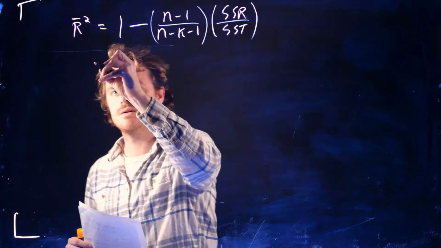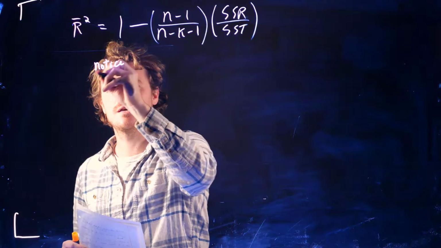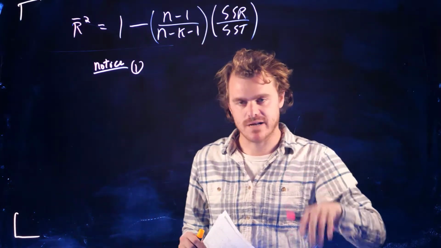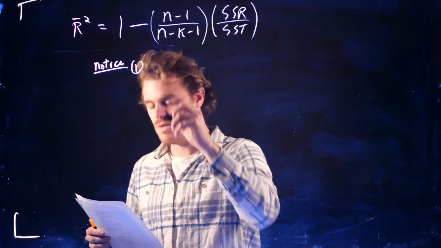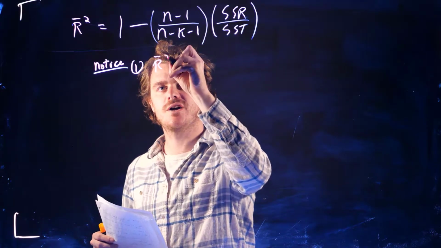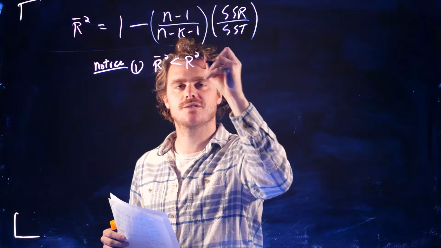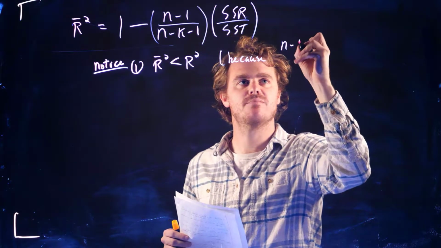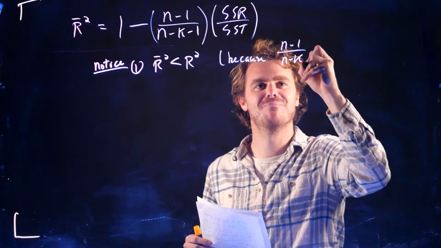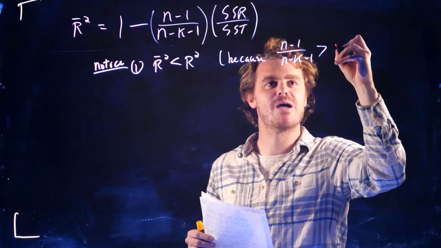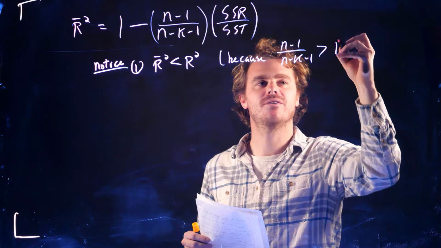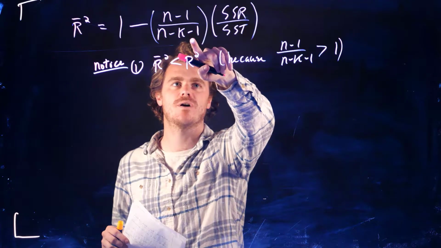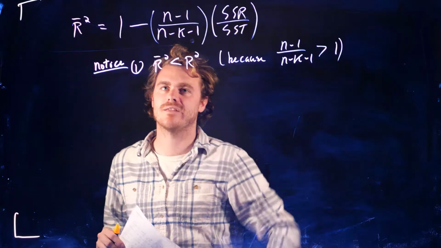So let's just be more particular here. So notice, let's write out 3 things. A couple of them we've already talked about. First is adjusted r squared is less than r squared. And again, that's because n minus 1 is greater than 1. So we're subtracting a bigger number than we did before when we calculated r squared.